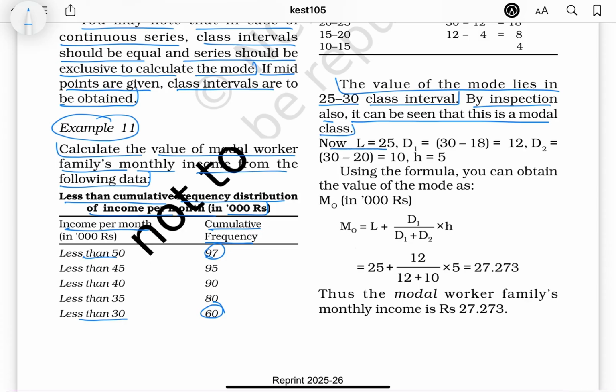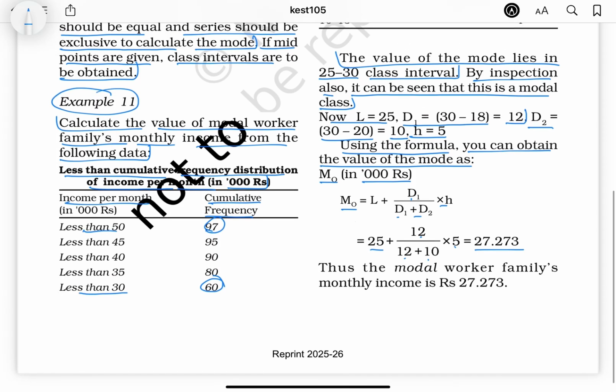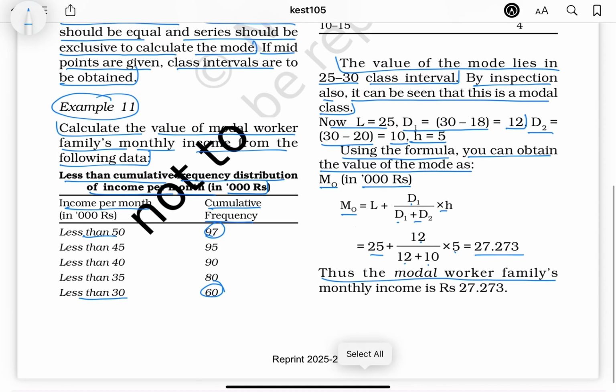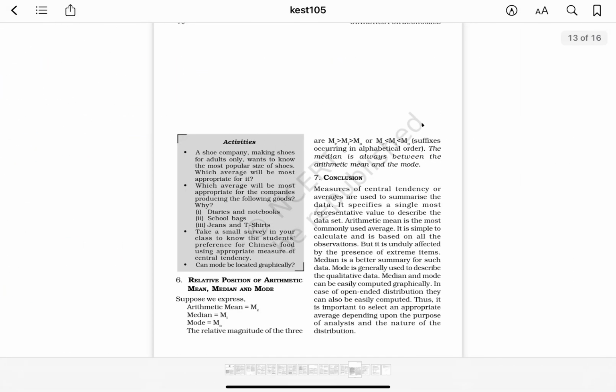Now L is equal to 25, D1 is equal to 30 minus 18 is equal to 12, D2 is 30 minus 20 is equal to 10, and H is equal to 5. Using the formula, you can obtain the value of the mode as M0 in thousands: M0 = L + D1 divided by D1 plus D2, into H, which is 25 + 12 divided by 12 + 10, into 5, equals 27.273. Thus the modal worker family's monthly income is 27.273.